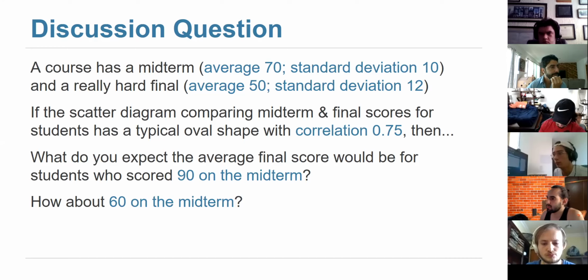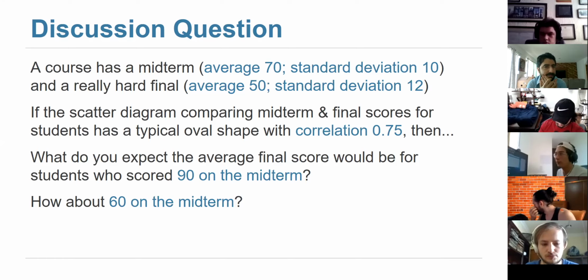I believe the one that scored 90 would have an average of 68 on the final. Can you talk a little bit louder? I can't really hear. Oh, sorry. I believe that the student who got a 90 on the midterm is expecting a 68 on the final. Okay, can you tell us how you calculated that?